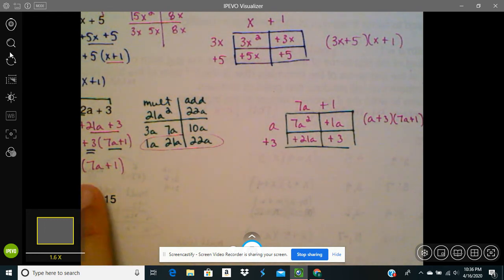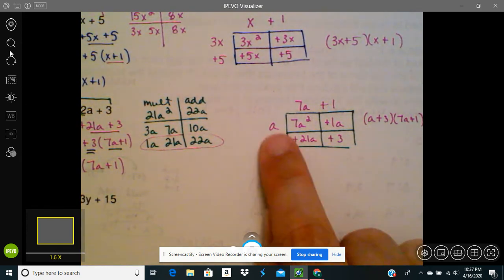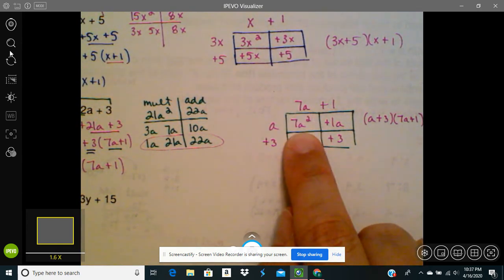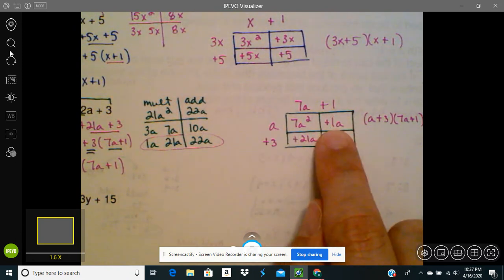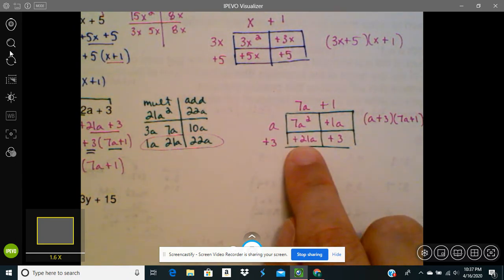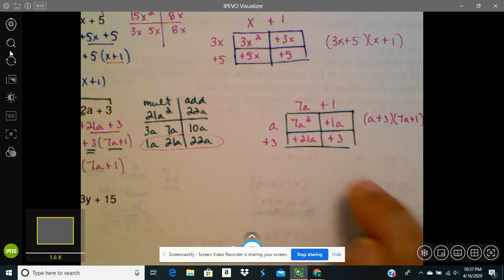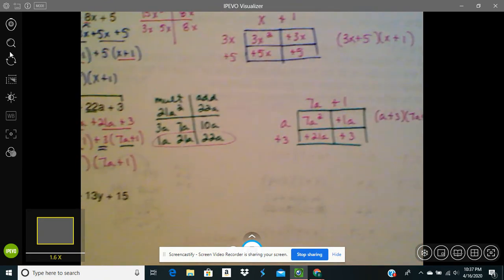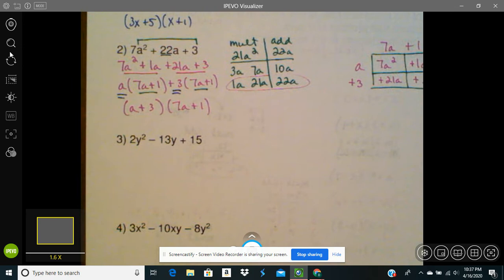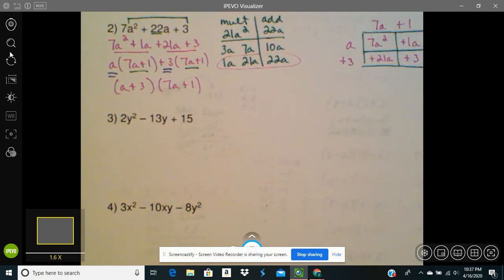And there it is. Same thing. It's the same thing I got when I factored by grouping over here, which is nice. And again, I can check it. A times 7a is 7a squared. Check. A times 1 is 1a. 3 times 7a is 21a. 3 times 1 is 3. Boom. There it is. All right. Let's look at example 3.